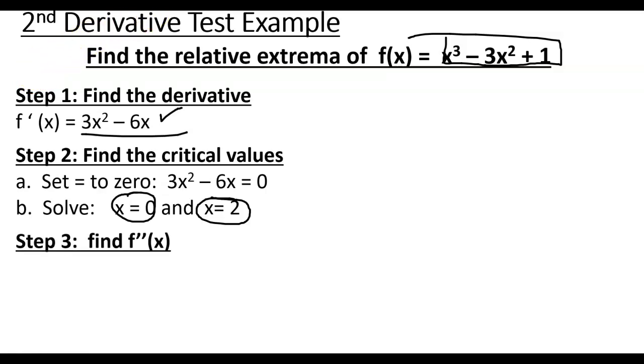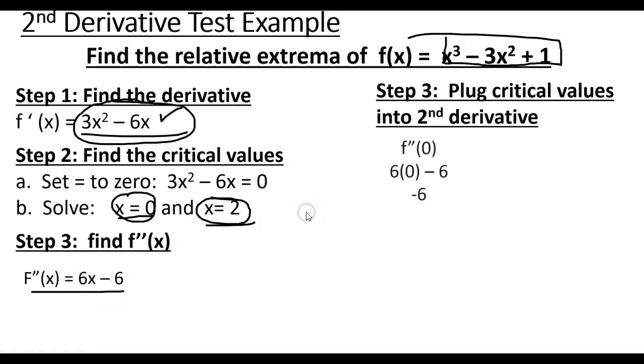Step 3, now we want to find the second derivative. This is where it gets a little bit different than the first derivative test. I'm going to take my first derivative here, and take the derivative of that, and that gives me 6x minus 6. Now here's where things get interesting. I'm going to plug my critical values into my second derivative and see what I get. If I plug my first critical value 0 into my second derivative, I get negative 6. And if I plug 2 into my second derivative, I get 12.